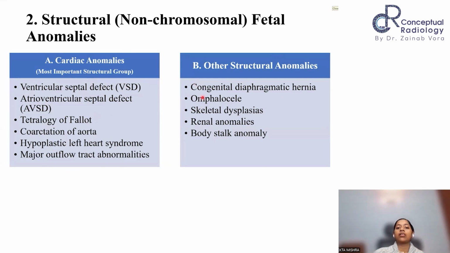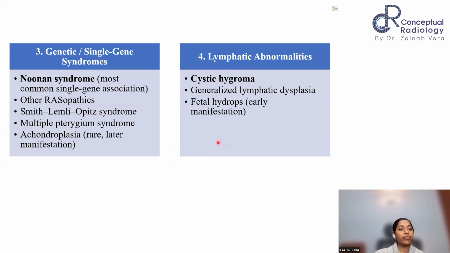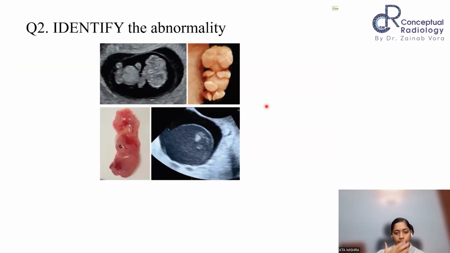Then you have the other structural abnormalities like CDH, omphalocele, dysplasias, renal anomalies, and the body stalk anomaly. Now, the baby will be grossly deformed in all these, so that will be picked easily. Okay, now we have genetic syndromes also, like Noonan syndrome. So after Turner, Noonan comes, if you remember the list. And then lymphatic abnormalities, which primarily manifest in the form of cystic hygroma. Okay. Now, beautiful 3D.